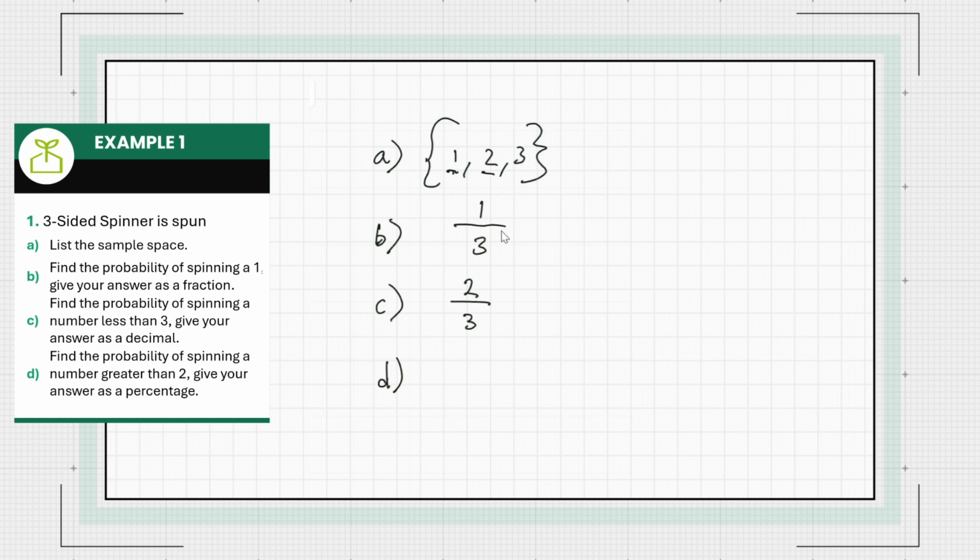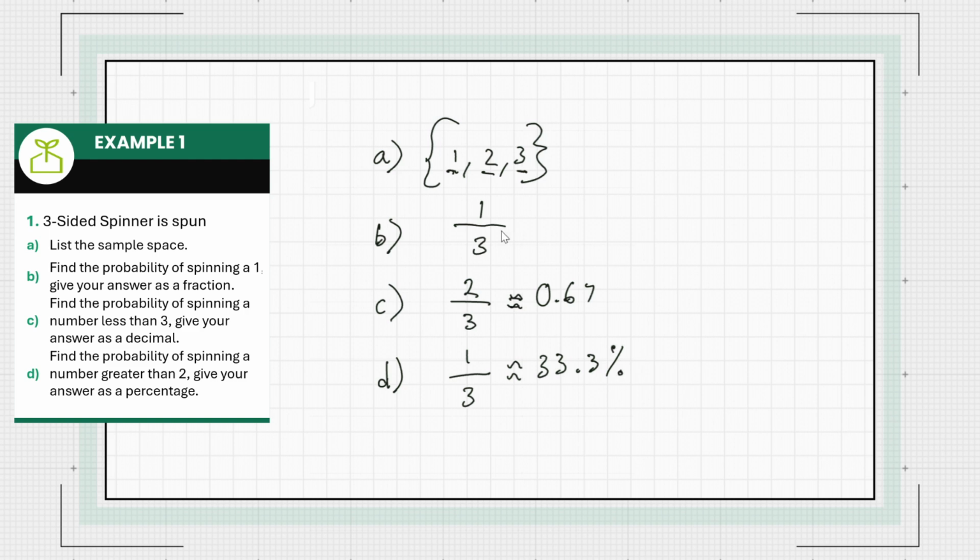Finally, D, find the probability of spinning a number greater than 2 and give your answer as a percentage. So for the last one we missed out on putting it down as a decimal. This will be roughly equal to 0.67, so almost equal. This two squiggly lines mean an approximation. Now the last one, we have one favorable outcome. 3 is the only number greater than 2, and we have a total of 3 possible outcomes. And if we give this as a percentage, it's going to be roughly equal to 33.3%.